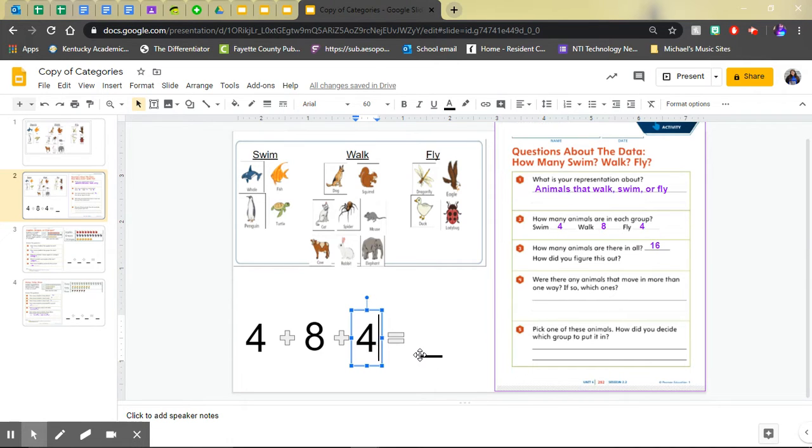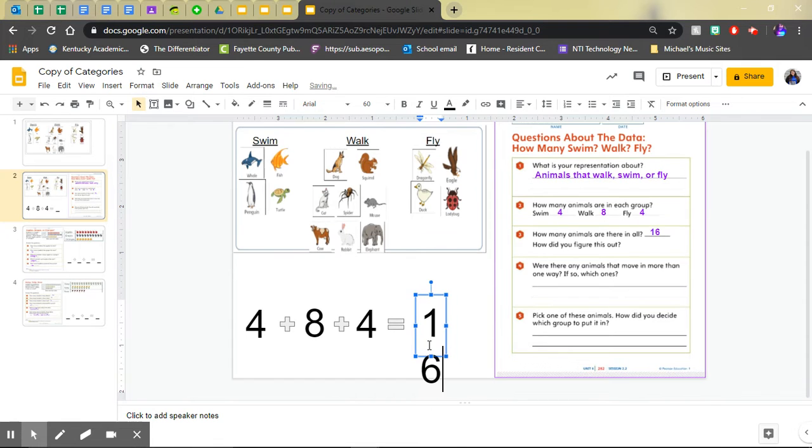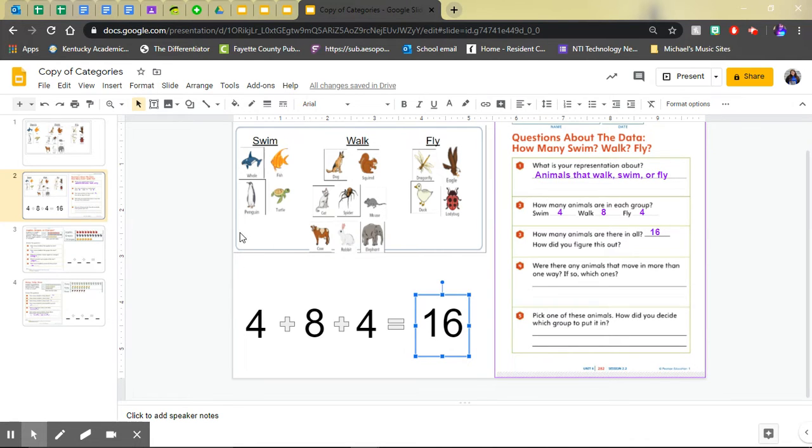However, do you think that our total would be the same? Because we all used the same animals, our total would be the same. So our total is 16. You could figure this out in many ways. You could count the pictures, you could count things around your house, or one way that I figured it out was I added 4 plus 4 to make 8 because I knew that 8 plus 8 equals 16 using one of our double facts.